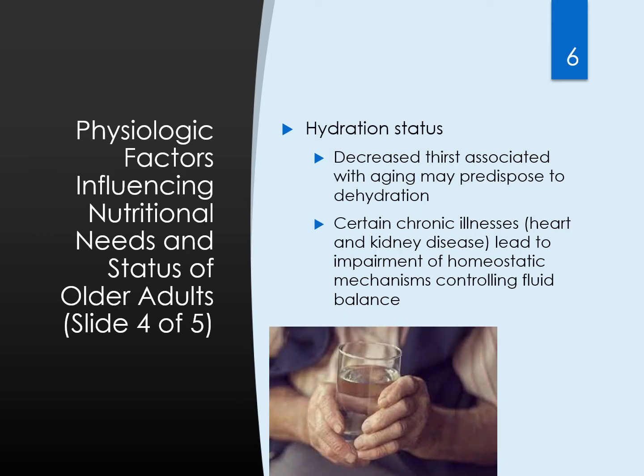Some of the other issues that they deal with are going to be their hydration. So often we see a decrease in how thirsty they are, which means they drink less water, and that means that they are very predisposed to become dehydrated. There are certain chronic illnesses like heart and kidney disease that lead to the impairment of homeostatic mechanisms controlling fluid balance. Also, we have to think about how many medications these individuals are taking and how those play a role. Like if they have hypertension and they're taking a diuretic, then that's going to play a role in their hydration status.